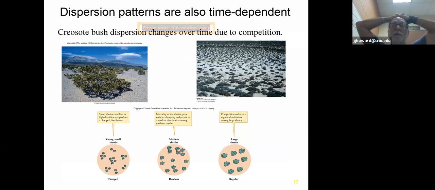Dispersion patterns are frequently time dependent. Here's a really great example: creosote bush in the western deserts. Adult creosote bushes, as you see here, are pretty regular. And that's because they are limited by moisture. Okay, the root zone of any individual creosote bush is pretty much exclusive. The amount of moisture in the area surrounding a bush is sufficient to only support one adult bush. And if they grow too close together, one of them is going to die. So it's a regular dispersion pattern.